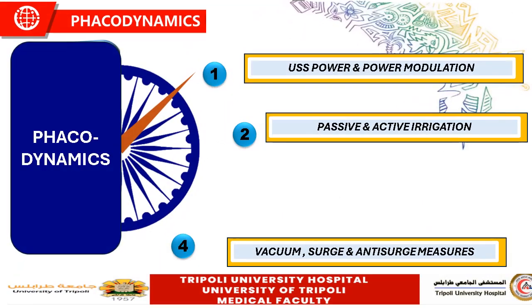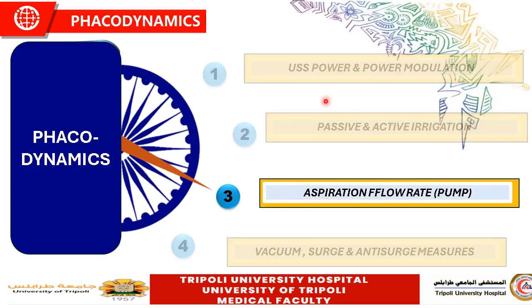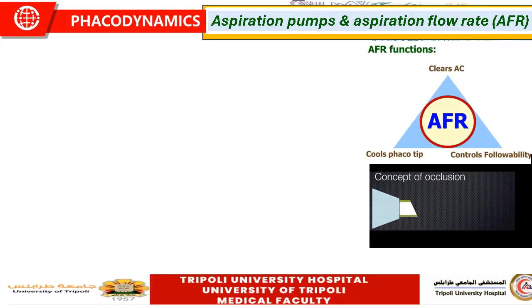Now to remind you what we have finished so far, we have finished the ultrasound power and ultrasound power modulation. We have finished the passive and active irrigations, and now we are coming to the aspiration and aspiration flow rate and the different types of pumps. Now we come to the second important parameter in Phacodynamics, which is the aspiration or the aspiration flow rate.